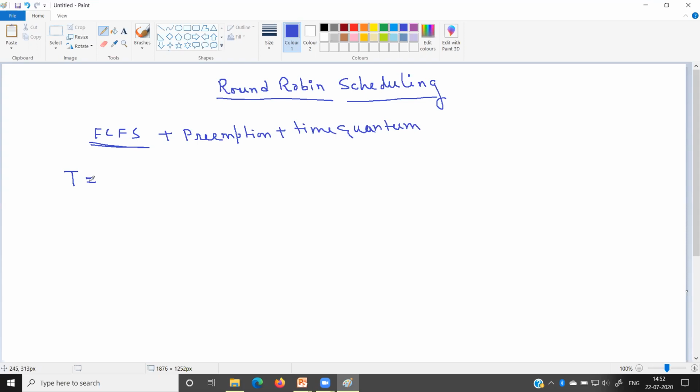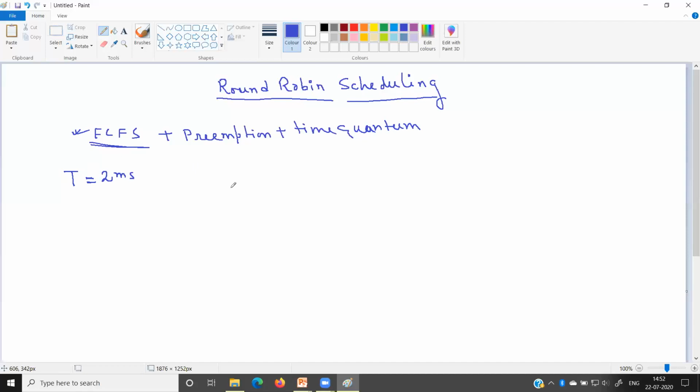Now, in that time quantum, some time unit is assigned to them. For example, let us say the time quantum is 2 milliseconds. So what happened in that case? When a process or a set of processes will be present inside the ready queue, then the scheduler selects the first process which is inserted in the ready queue. That is based on the FCFS scheduling algorithm.